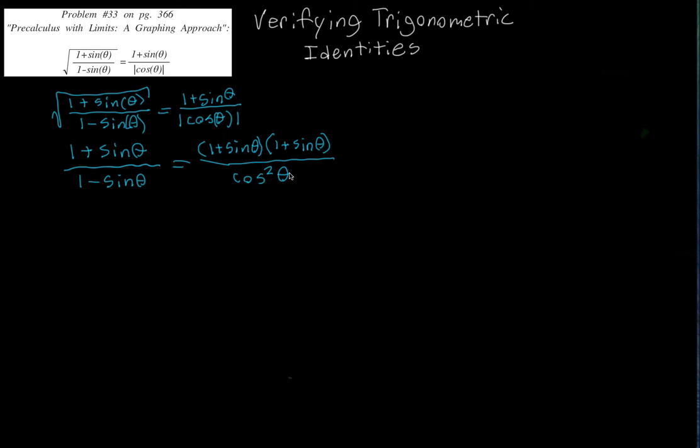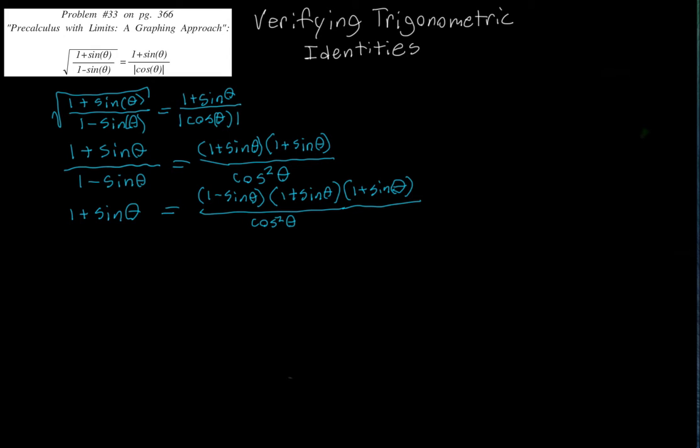All right, so what is our next step going to be? Well, I'm going to multiply both sides by 1 minus sine theta. So we're going to have 1 plus sine theta is equal to 1 minus sine theta times 1 plus sine theta divided by the cosine squared of theta. Oh, wait, we forgot one. Times 1 plus sine theta. We have to remember both of those.